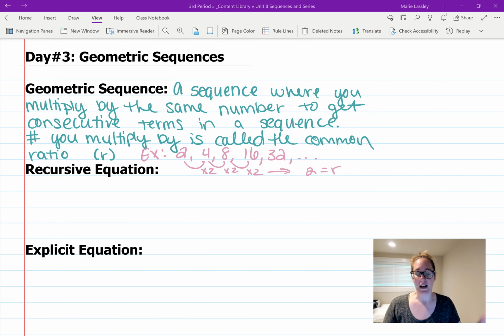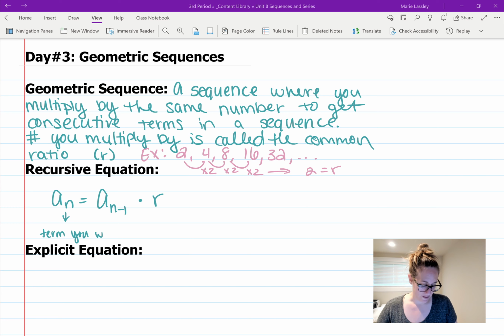But you can do this with a geometric sequence also, and this is what your equation would look like: a sub n equals a sub n minus 1 times r. This equation is just saying you're taking your last term and multiplying by r to get your future term. So a sub n is the term you want, a sub n minus 1 is the previous term, and like we just said, r is the common ratio.